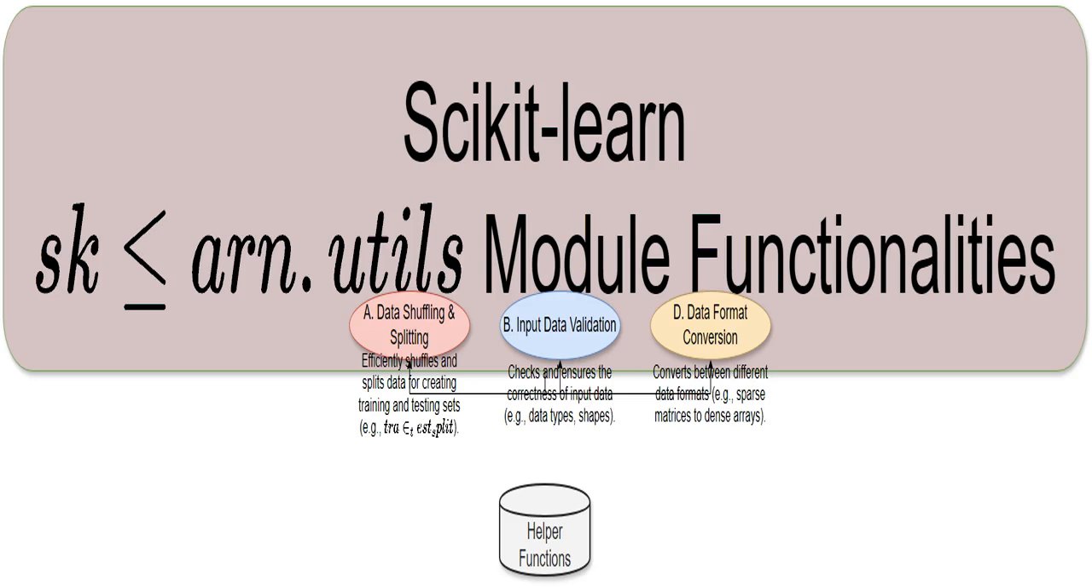Hey Vamsi, the Sklearn utils module in Sklearn is like a toolbox filled with handy helper functions. It doesn't do the main machine learning work, but it makes everything else much easier and more efficient. Think of it as the prep chef in a restaurant kitchen. It preps the ingredients, data, so the main chef, your machine learning algorithm, can focus on cooking up amazing dishes, models.